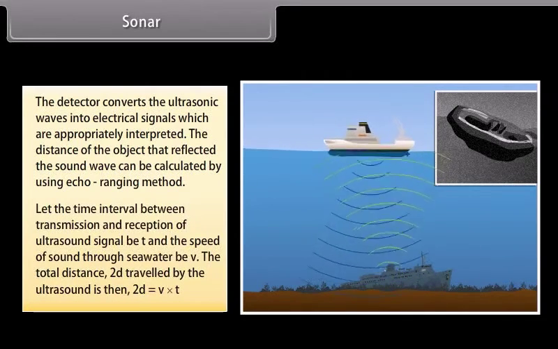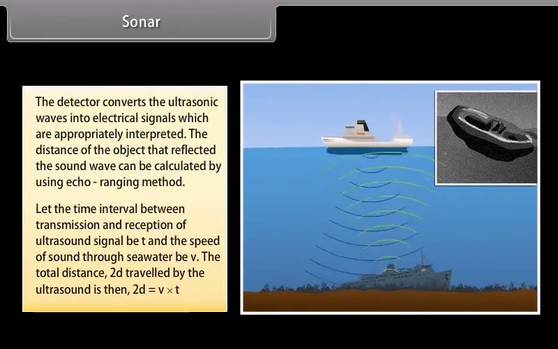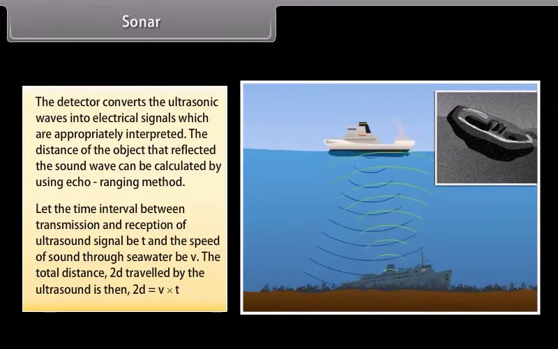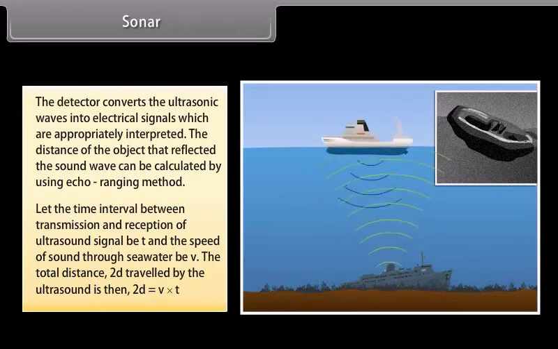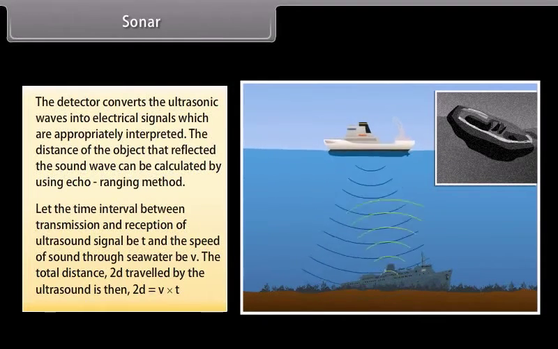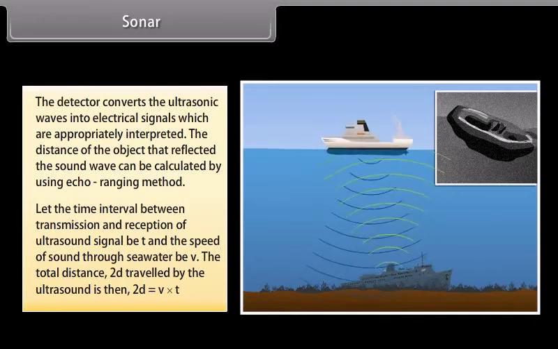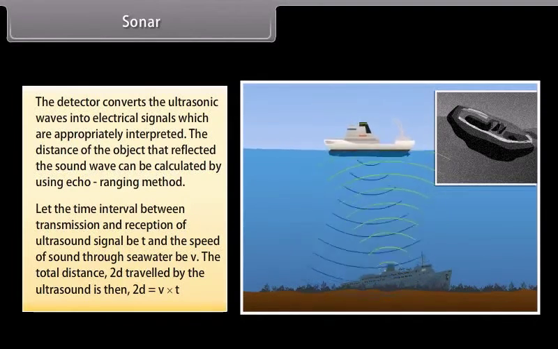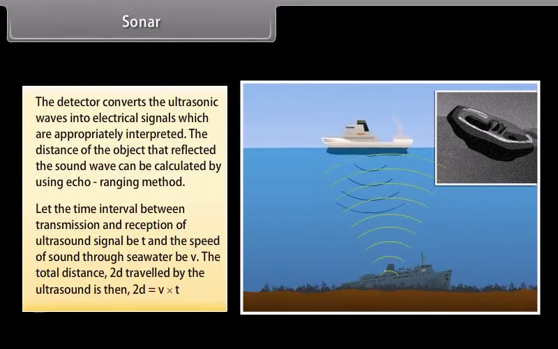Let the time interval between transmission and reception of the ultrasound signal be t and the speed of sound through seawater be v. The total distance 2d traveled by the ultrasound is then 2d = v × t. This is the echo ranging method.